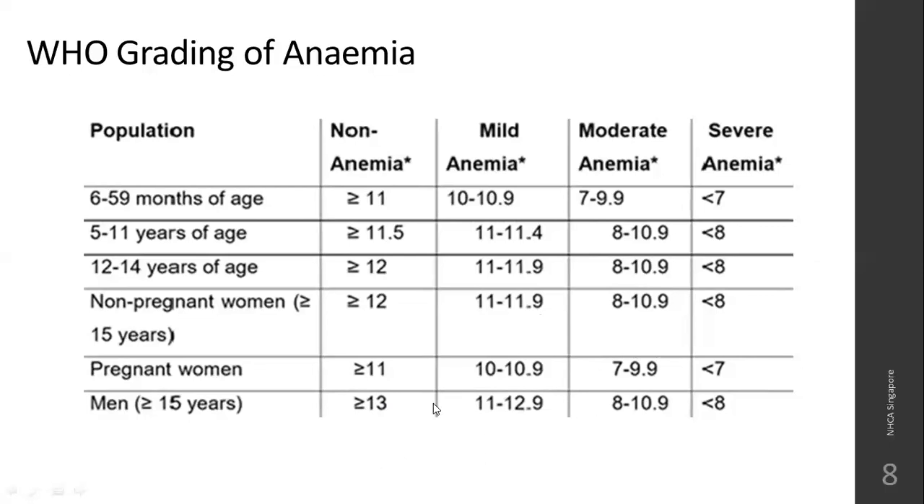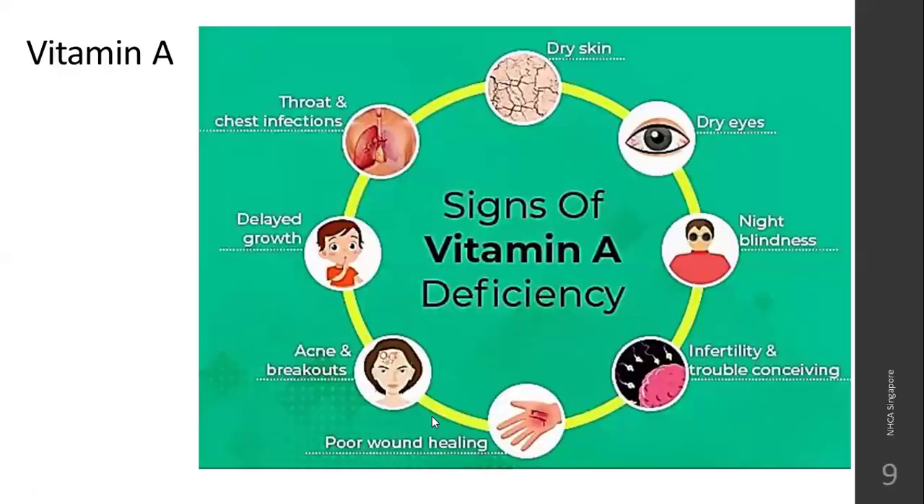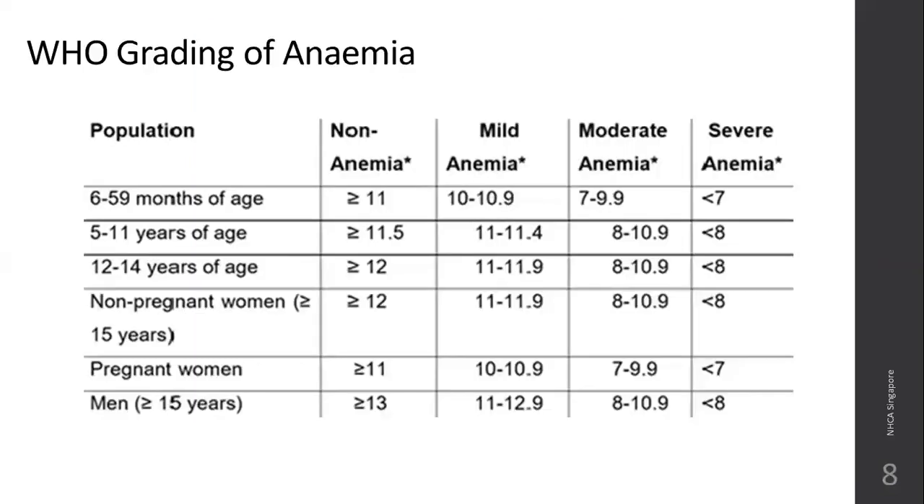This is the grading system of anemia. For adolescent girls and boys after the age of 14, you have to use the same data as non-pregnant women and men, respectively. So we have a lot of programs as well in India, like Anemia Mukt Bharat.